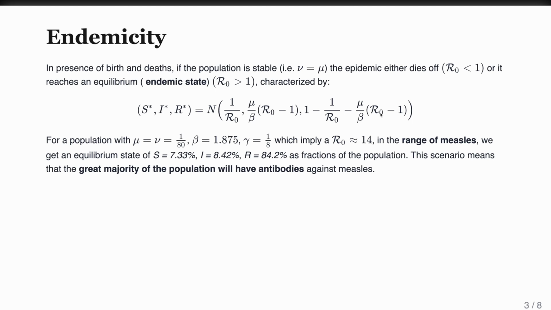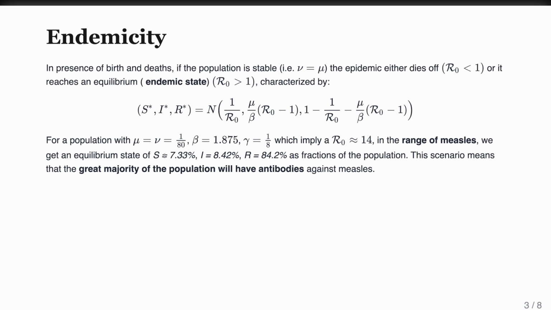Let's make an example. Let's now take a population with an average life expectancy of 80 years old. It's easy to calculate the mortality rate, it's just 1 over the life expectancy. And then we take a beta equal to 1.89, and a gamma of 1 over 8. That is a disease in which the infectious status lasts more or less 8 days. These numbers imply an R0 of more or less 14, which is in the range of measles, which we know is a very infectious disease.